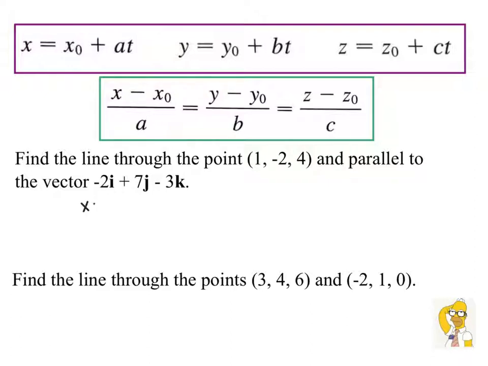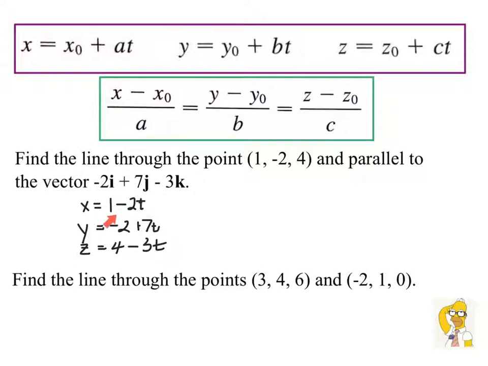X equals, I want this thing to start at 1 and apparently have a slope of -2. Y, I want to start at -2 and I want to have a rate of change of 7. And Z, I want to start at 4 and have a rate of change of -3. So you can see now my parametrization. I said I want to start here, and I want these things to be the rate of change in x, y, and z. So I've now built this line.